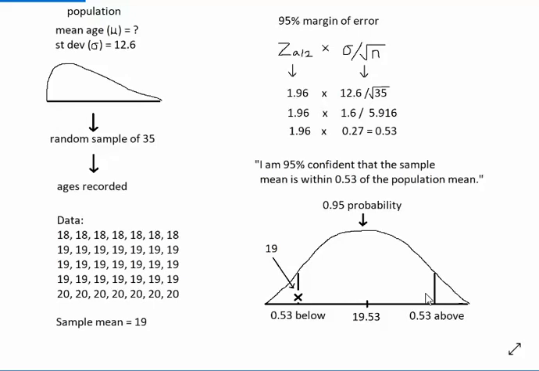18.47 and 19.53. That means that we can take this sentence here and rephrase it. We can say we're 95% confident that the population mean is somewhere between 18.47 and 19.53. And that's really saying the same thing as I'm 95% confident that the sample mean is between these 2 boundary points.